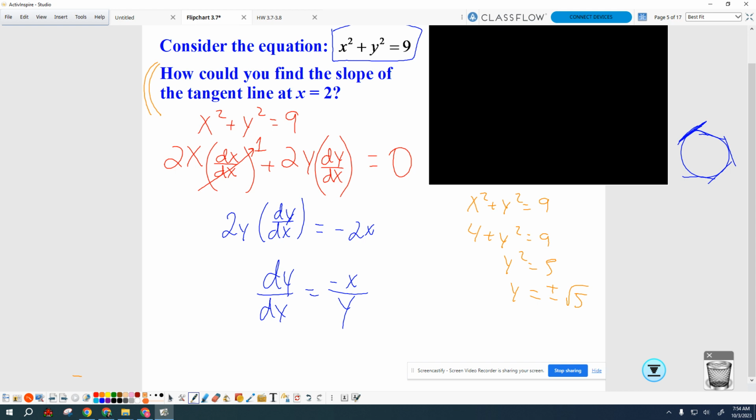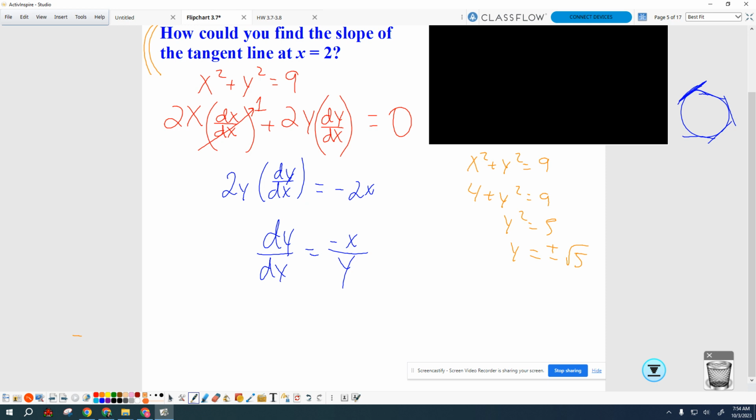Okay, so let's answer the question. I want to find dy dx for the coordinate 2, root 5, and I want to find dy dx for 2, negative root 5. So plugging in, what do I get? You get negative 2 over root 5. And welcome to calculus. You do not need to rationalize. And this one, it's negative 2 over negative root 5.